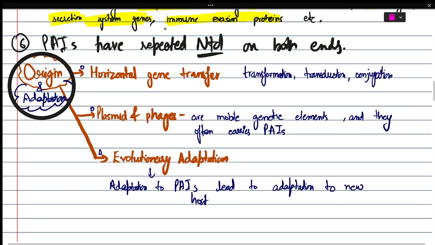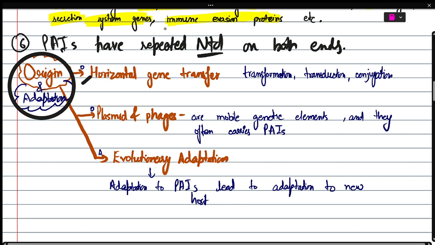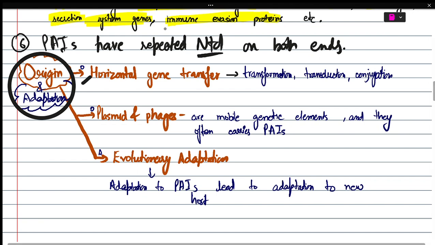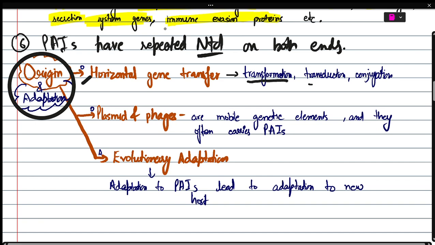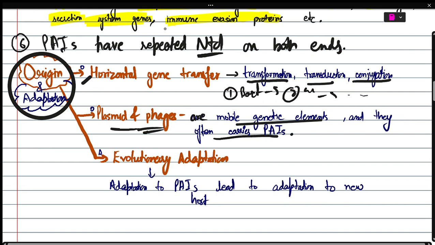Okay, so if we talk about origin, then horizontal gene transfer can be said to be the origin for the PAIs in bacterium. As I've told you earlier, transformation, transduction, and conjugation are the three modes by which they can be transferred from one bacterium to another, and so on. Then we have the point of plasmid and phages. Basically plasmids and phages are mobile genetic elements, and they often carry PAIs. So that is also a method.